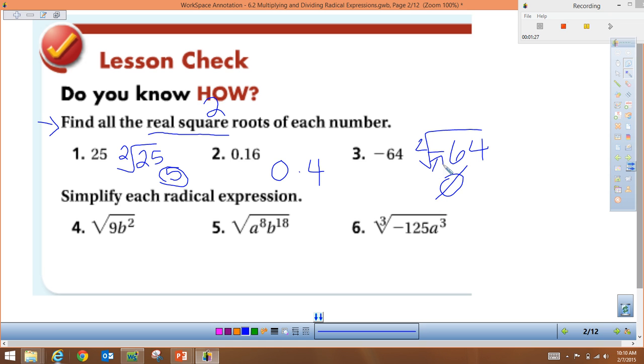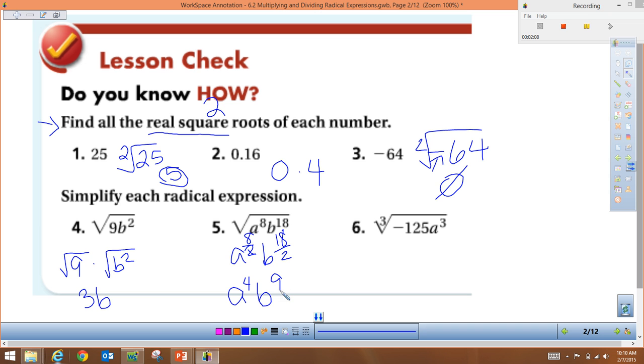Next, we're just going to work on simplifying this radical expression. If you remember me telling you, we're going to take the square root of each thing individually, splitting them up. The square root of 9 is 3. The square root of b squared is b. We can also write them as fractions so that you can divide each individually, and then it turns into a to the 8 divided by 2, which is a to the 4th, and b to the 18 divided by 2, which is b to the 9th.